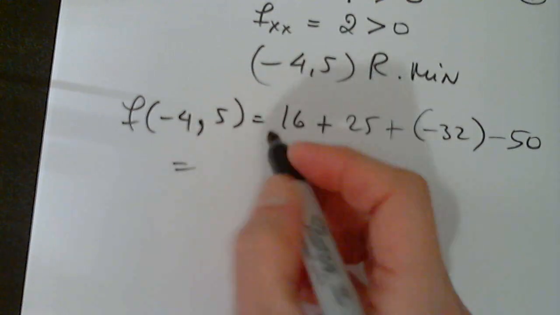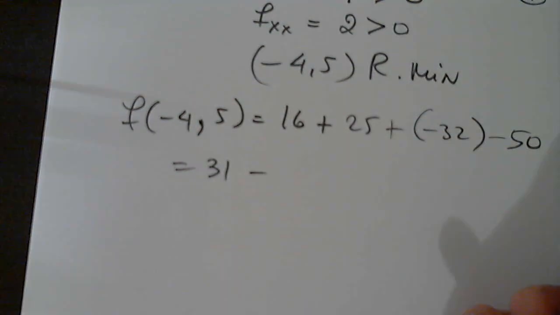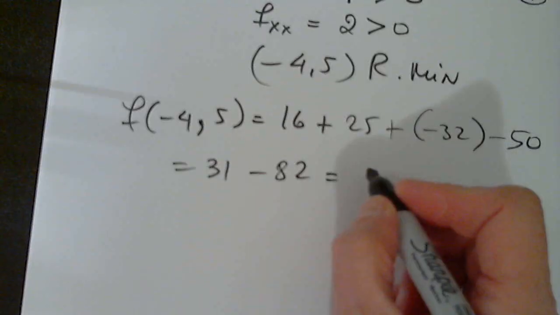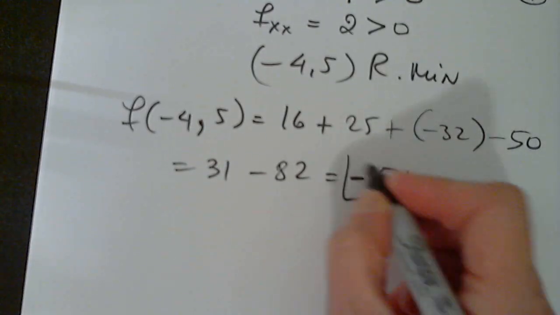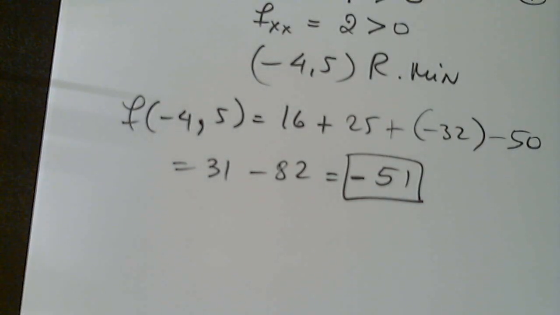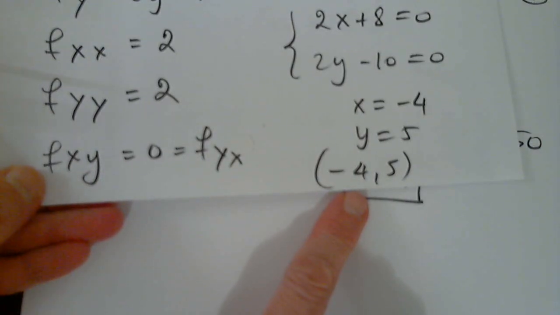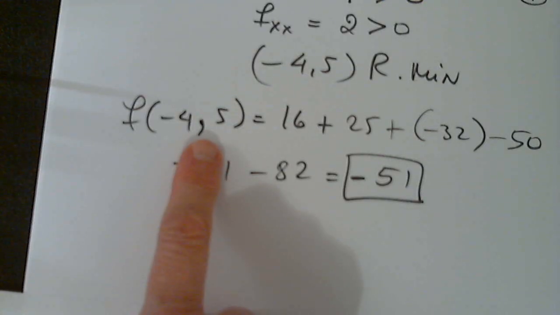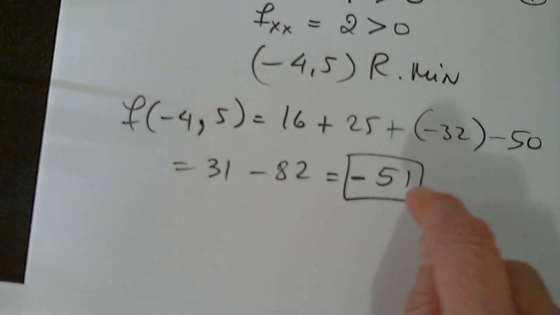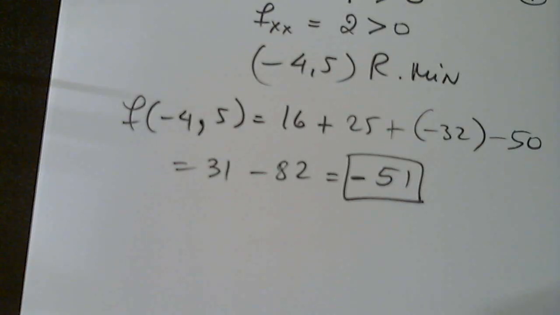So 31 minus, what is this, 82 equals negative 51. So according to the d-test, this function has a relative minimum at negative 4 comma 5. What is the value of the relative minimum? Negative 51. Any questions?